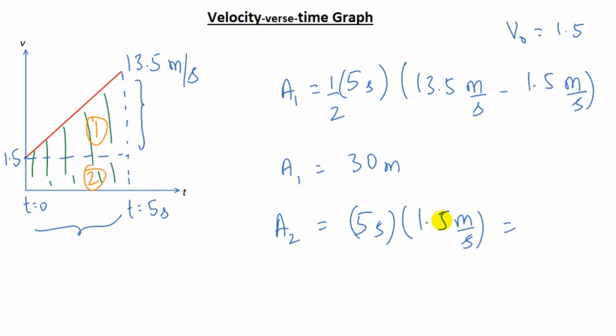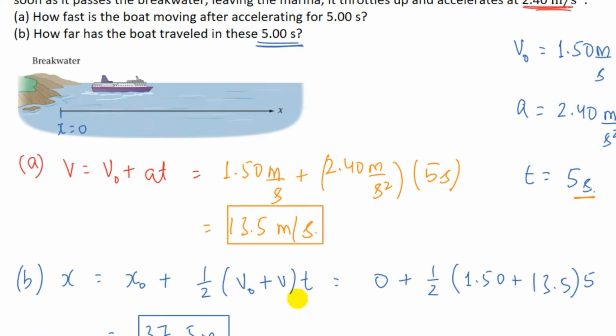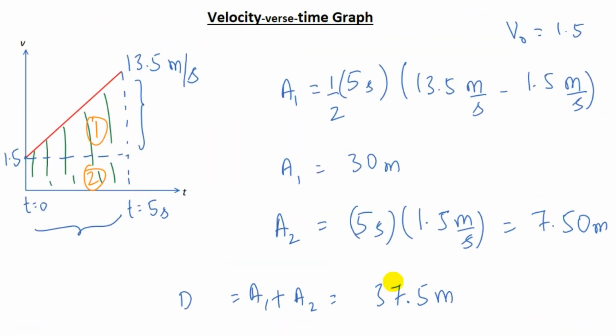So that would be equals to 7.50 meters. Now if you add these two areas, A1 plus A2, this is 37.5 meters, and this is the same distance that we obtained in the last video. Let me show it also. So this is the same distance. This is 37.5, and there also we have obtained the distance to be 37.5.